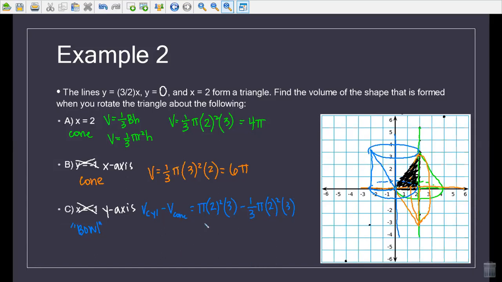Now you could technically simplify some other stuff using our equations, but we're just going to keep plugging in. So 2 squared is 4, times 3 is 12, minus, and then we've got 2 squared is 4, times 3 is 12, and then 1/3 of 12 is 4. So then 12 pi minus 4 pi is 8 pi. And again, there's a couple other ways that you can simplify this, but all you need to be able to do is plug in. Leave it in terms of pi unless the options are with decimals, but usually they're going to be left in terms of pi so that they are exact. Okay, so there's our cross sections and our solids of revolution.